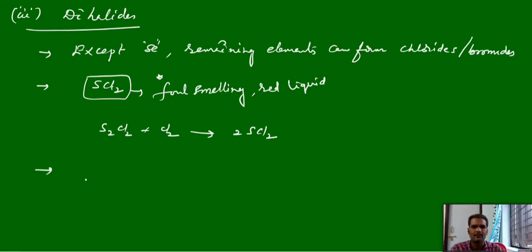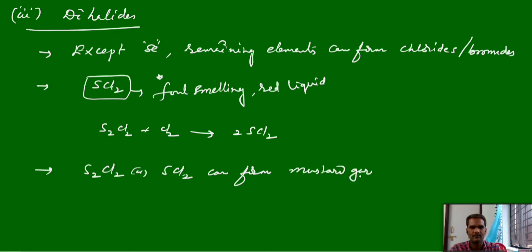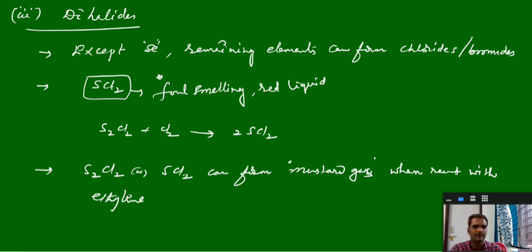Again, one more important point about this SCl2. SCl2 or S2Cl2, either sulfur monochloride or sulfur dichloride, can react with the organic compound ethylene and form one war gas, mustard gas, when reacted with ethylene. It is also a very important point.